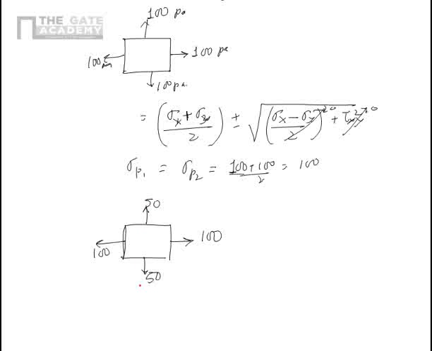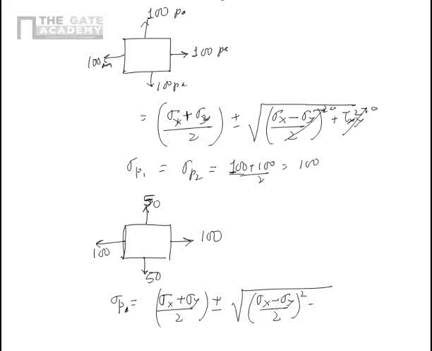Now what are the principal stresses now? That's a relatively complex problem, because now I have sigma p, and the formula gives me sigma x plus sigma y by 2 plus and minus the square root of (sigma x minus sigma y by 2) square plus tau xy square. Obviously there is no shear stress here, so this is 0, but these are not 0 now.